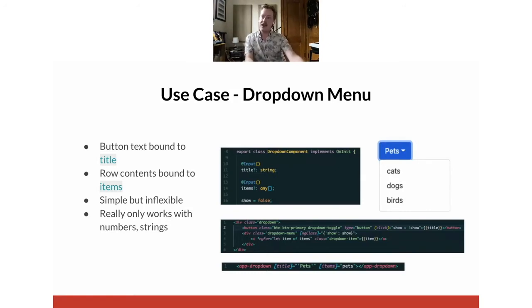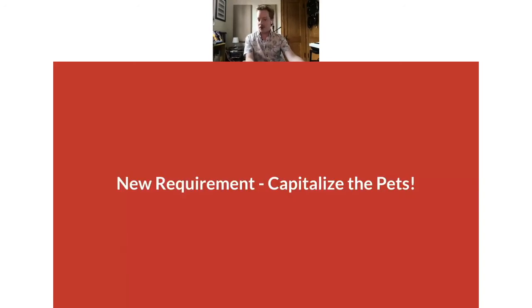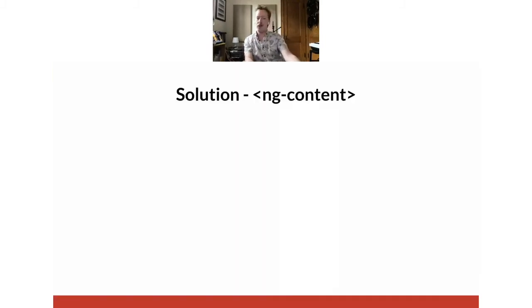And we also don't have any control over the format of our content. These pet names are lowercased in data, and so they're lowercased in the UI, and we don't really have a way to change that. And wouldn't you know it, that's going to become a little bit of a problem. So let's say we get a new requirement from our product team, and we now need to capitalize all of our pet names. One solution to this is to use content projection, and the easiest way to get started with content projection is with ng-content.